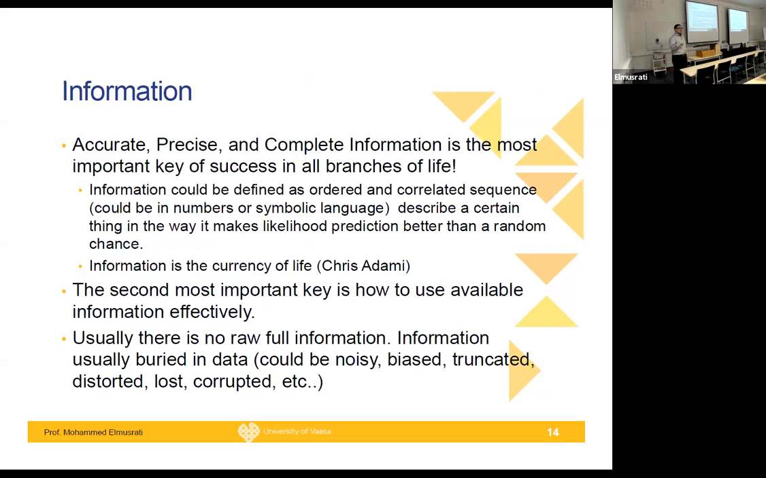Information. Actually, information, as I said, this is what we are always looking for. The information is the currency of life. Information is very important. But usually we don't have access to full information. What we have access to is data, and based on the data, we can extract some information. But we don't have complete 100% accurate information about almost everything or anything. This is what we are going to explain later.